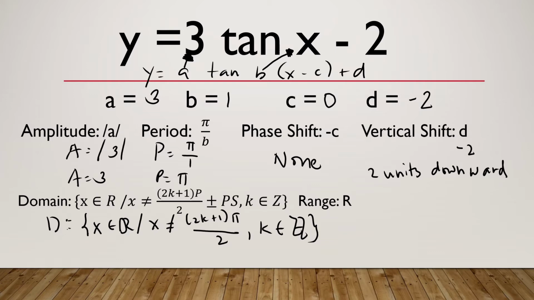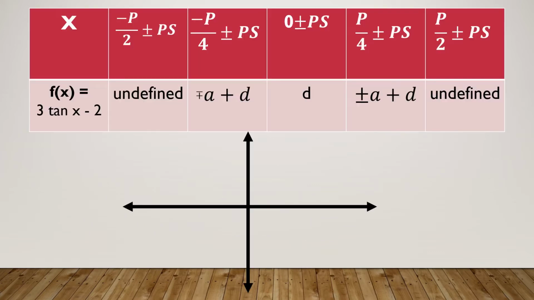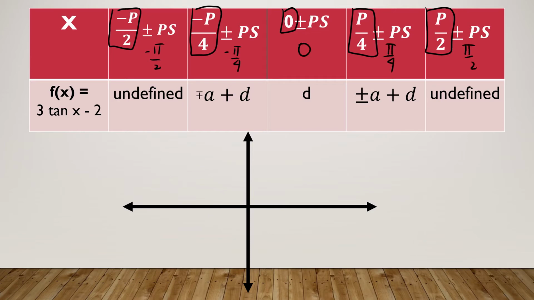Now, let us complete the table of values for this function. Let us identify the values of x. Since we don't have a phase shift, we will just focus on negative p over 2, negative p over 4, 0, p over 4, and p over 2. We will substitute the value of p, so instead of writing p, we will be writing pi. So we have negative pi over 2, negative pi over 4, 0, pi over 4, and pi over 2.